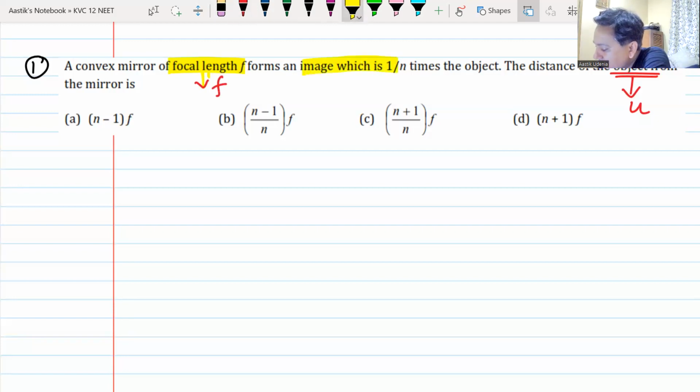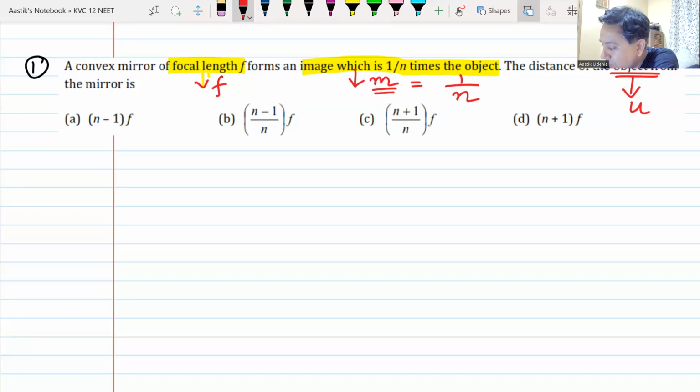The image is 1 by n times the object. That means what is given to you? Which value is given to you? F is the focus. You have to find out u. What is given to you? Magnification is given to you. The value of magnification is 1 by n.